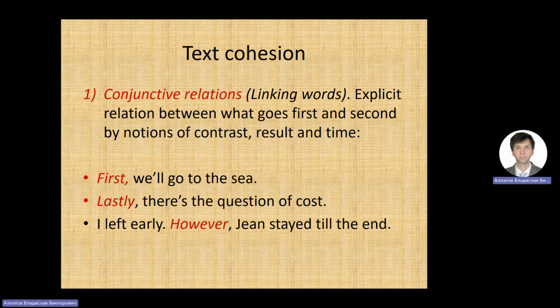So what provides cohesion? What helps to bind sentences together in a text? There are five types of cohesive relationships. The first one of them is the conjunctive relations, and this is what we generally know as linking words. They are explicit relations between what goes first and second, by notions of contrast, result, and time.